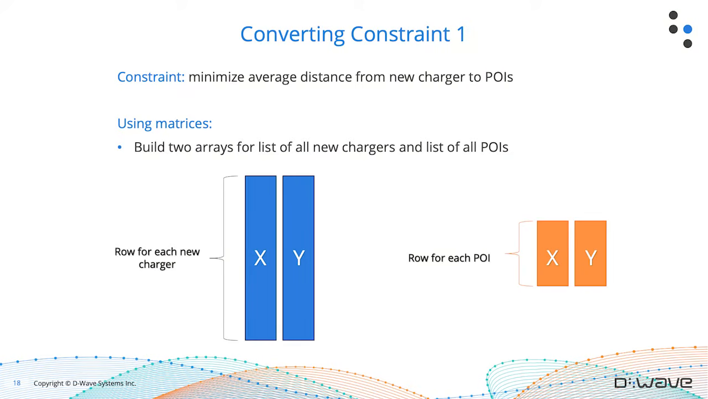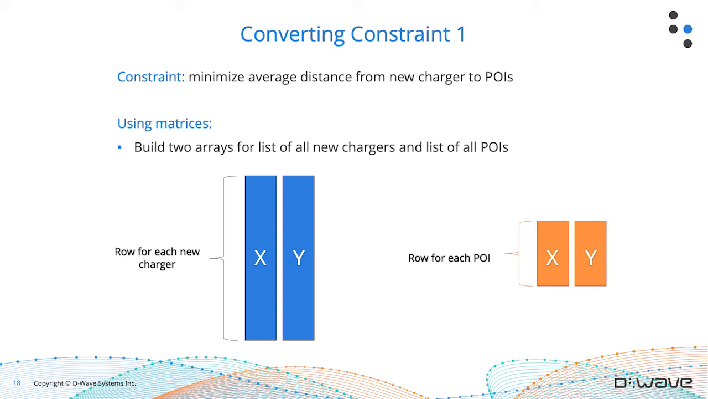So let's look at doing this using matrices now. These 2 blue columns, the first one is the x coordinate. The second one is the y coordinate. And we've got a row for each new charger location, each of those potential locations. So we just have 2 columns and then a row for every new charger. Similarly, for the points of interest, we have 2 columns, the first one being the x coordinate, the second one the y coordinate, and we've got a row for each point of interest.